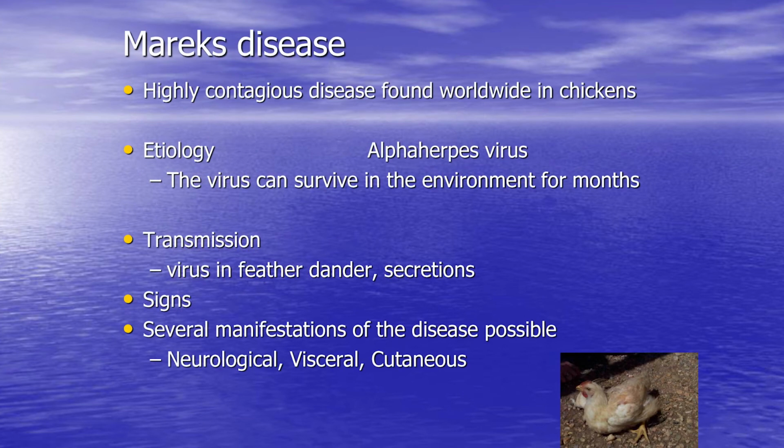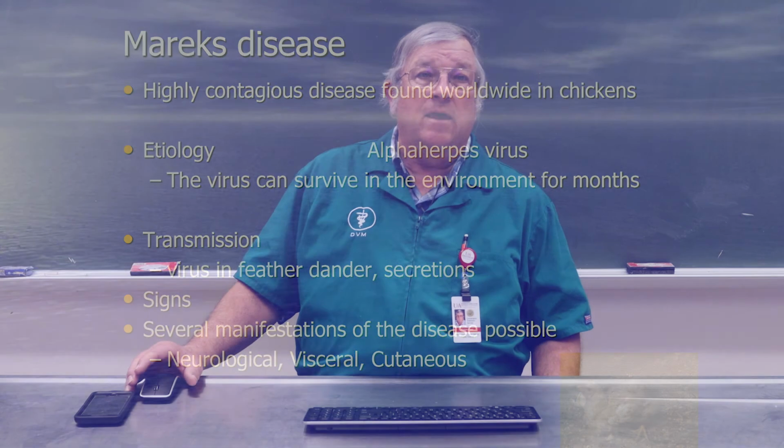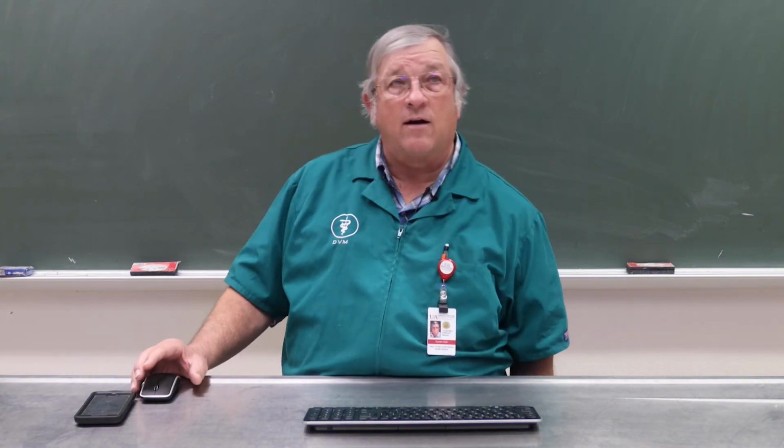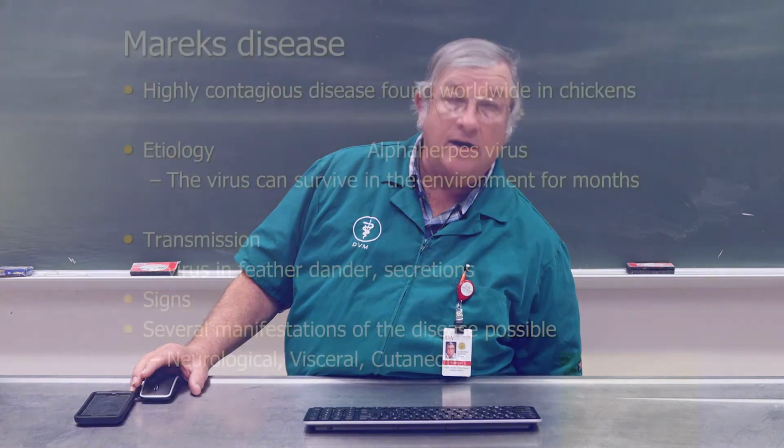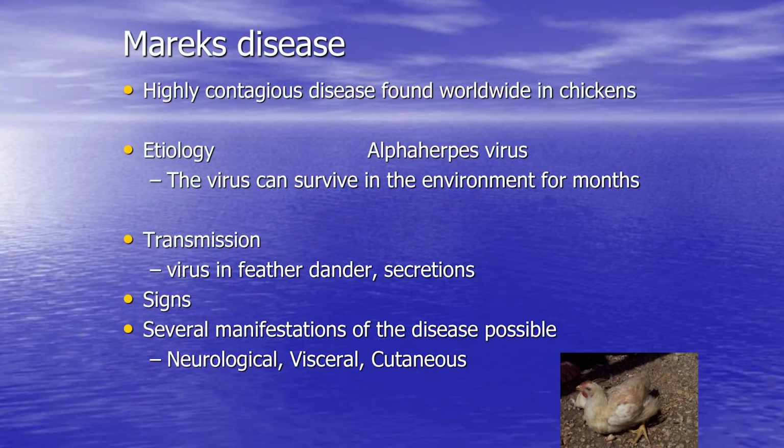Marek's disease. Marek's disease is also a viral disease. It's a highly contagious disease, and it too is seen worldwide in chickens. It is caused by an alpha herpesvirus. Now this virus can survive in the environment for months, and I've got a slide later on depicting that. With infectious organisms, there's a variable time as to how long they can survive under ideal conditions in the environment. This one's transmitted by body secretions. The virus is found in the body secretions, and it's found in the feather dander.